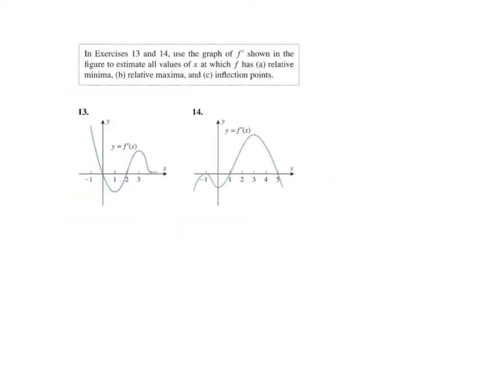Next slide. All right, I'm looking at section 5.2, page 304, number 13. Use the graph of f prime shown in the figure to estimate all values of x at which f has a relative min, a relative max, and an inflection point. All right. If I look right here, x equals 0 is a stationary point. Please tell me you know that. x equals 2 is a stationary point.